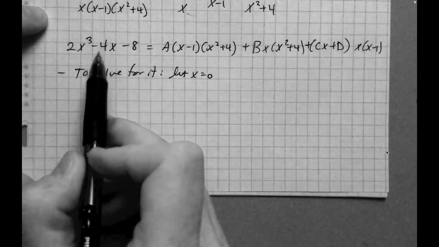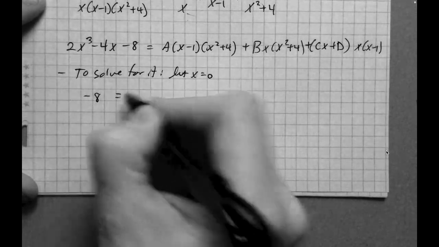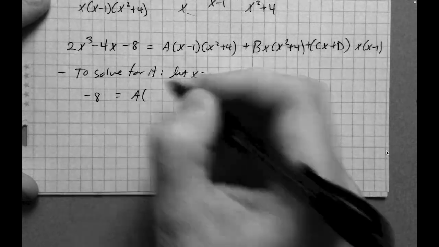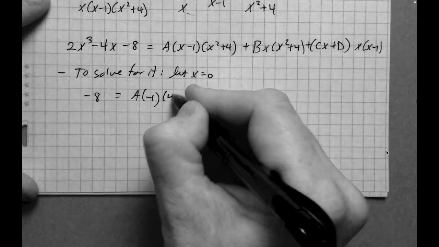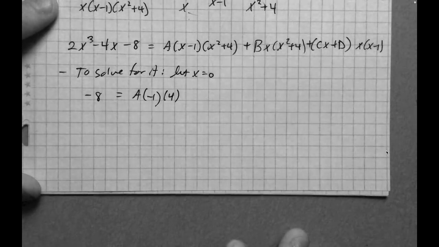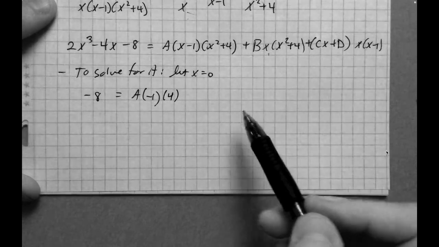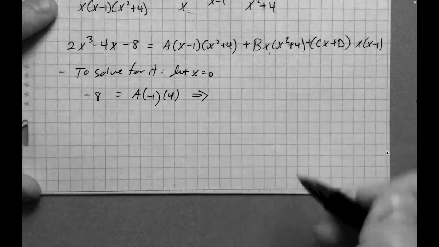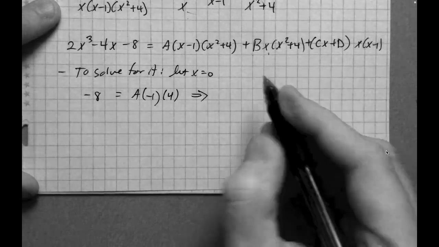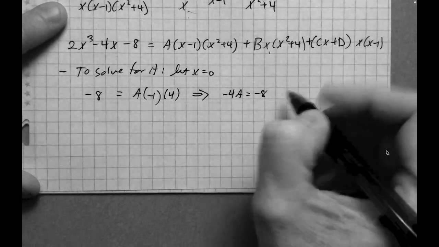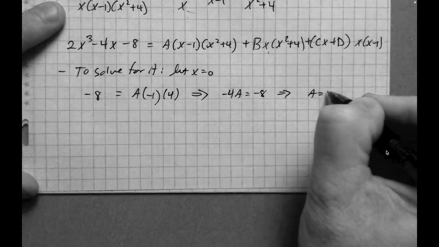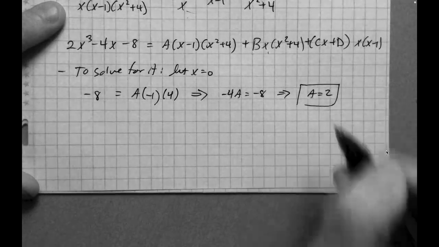So you get negative 8 equals, and then it's a times negative 1, and then times 4. Okay, and then these two terms 0 out. And so that means what? It means you've got negative 4a equals negative 8. And so that means a equals 2. There's the first one.